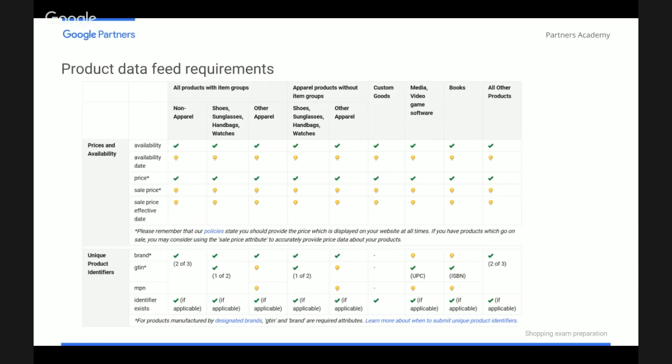So your MPN is a manufacturer's product number. Some products will have this, others won't. If you can get it, use it, because it just gives more information. So if somebody were to ever type in this specific MPN, they'd find your product quickly and easily.